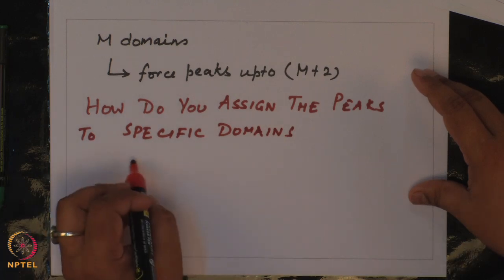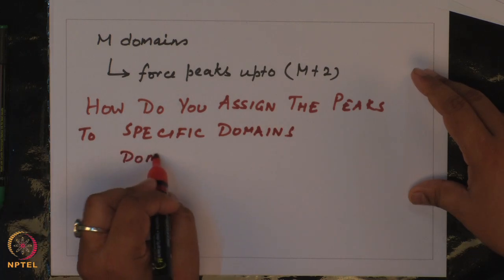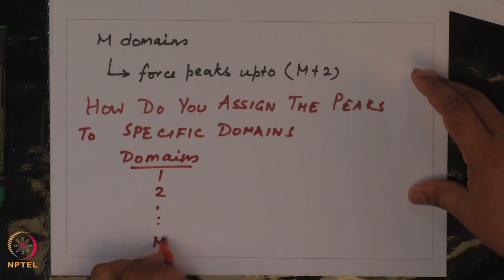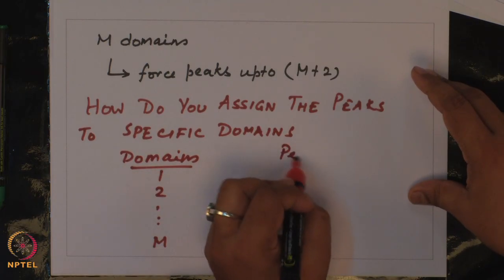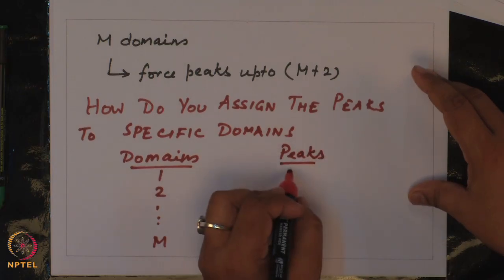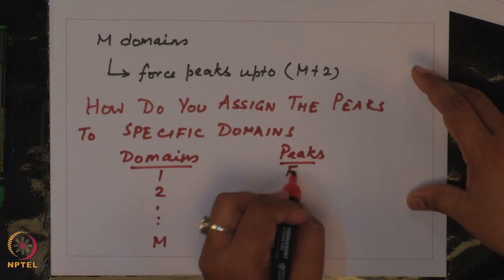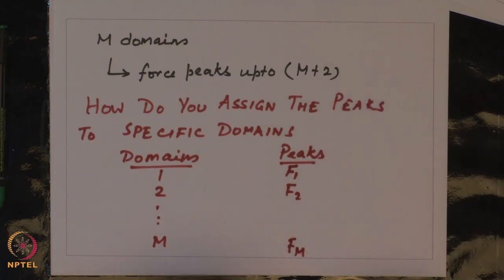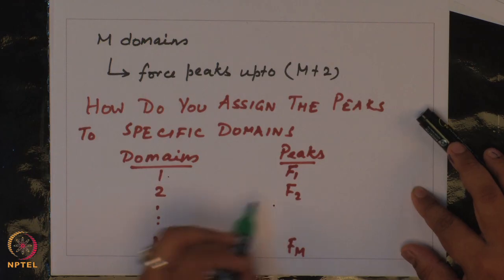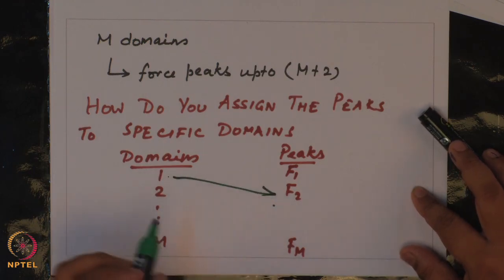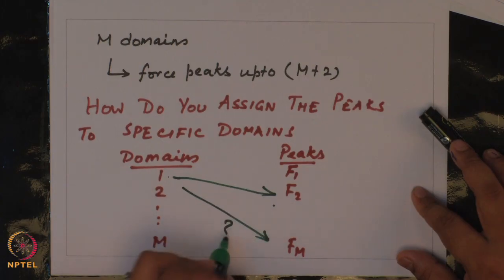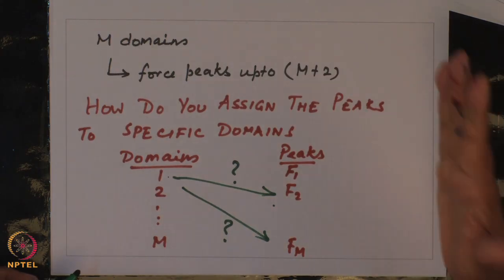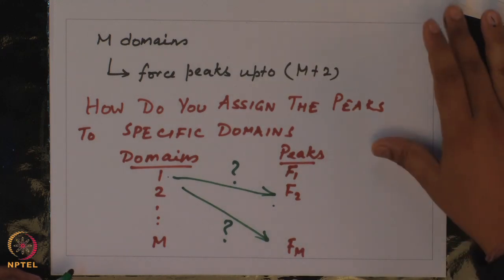In other words, you had these domains 1, 2 up to M, and you have peaks F1, F2 up to FM. You do not know whether domain 1 corresponds to, let us say, F2 or to FM. You do not know that. So, that is the challenge. How can you assign the peaks to specific domains?